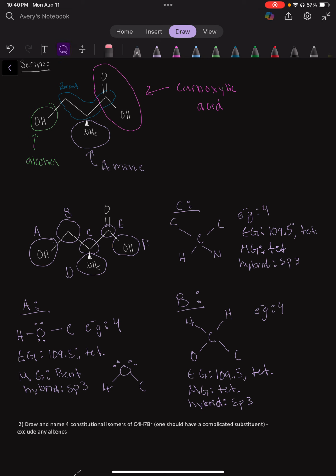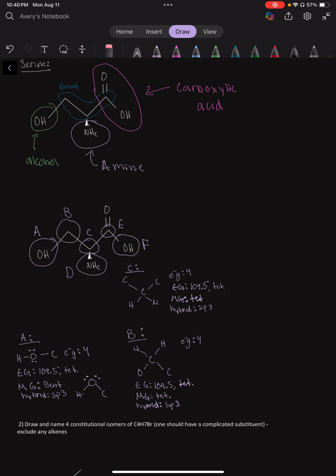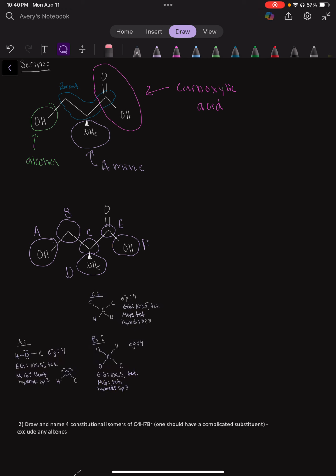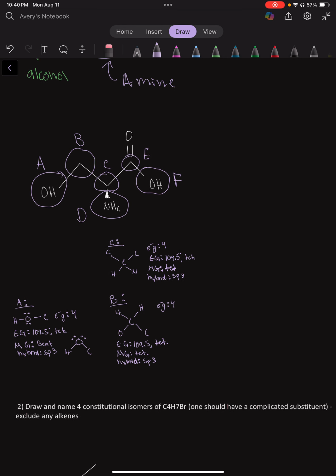Awesome. I'm going to go ahead and make this all smaller so you can still see it, but I kind of need it out of my way. Cool. So now moving on to molecule D.